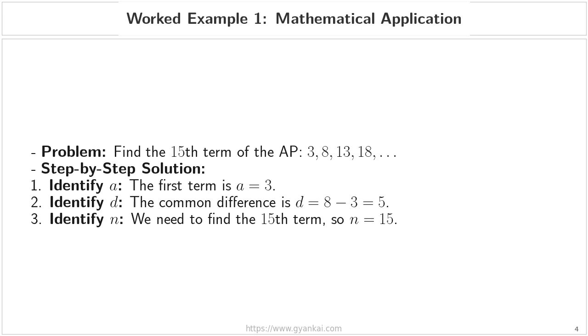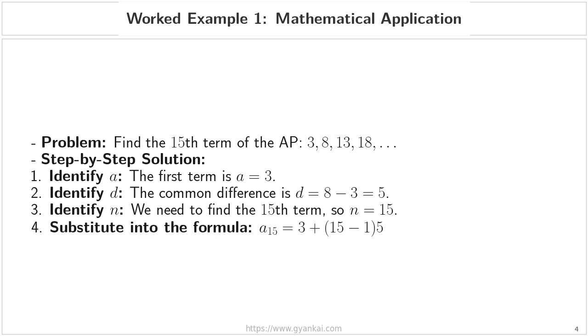First, let's identify our variables. Looking at the sequence, our first term, which we call a, is 3. Next, we need to find the common difference, d. To do this, we subtract the first term from the second term, so 8 minus 3, which gives us a common difference of 5. Third, we identify the position we are looking for. Since the problem asks for the 15th term, our n is 15.